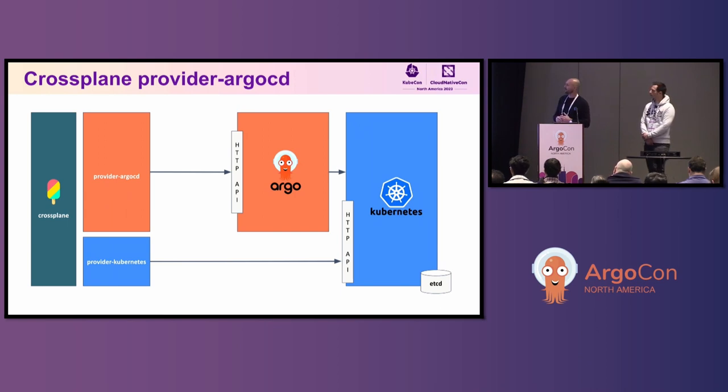But I want to make it clear that the mirroring part is how we approach external APIs with the provider ecosystem. And in the case of Argo, that's the HTTP API. So the provider Argo CD, which we wrote as part of the project and are still maintaining and developing features for, basically mirrors the Argo CD API into the Crossplane ecosystem.